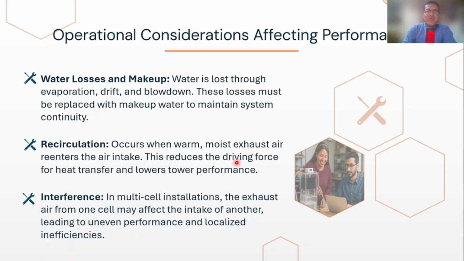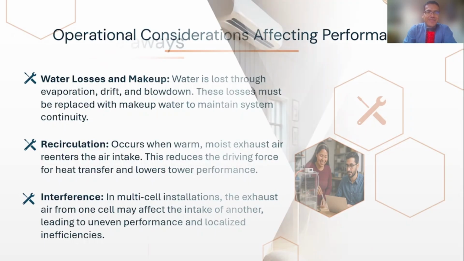Finally, in towers with multiple cells, interference can occur. That's when exhaust air from one cell affects another cell's intake. This cross-contamination disrupts uniform performance and requires thoughtful layout and fan control to avoid performance degradation across the system.